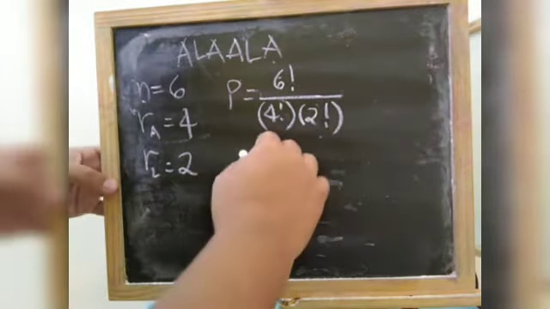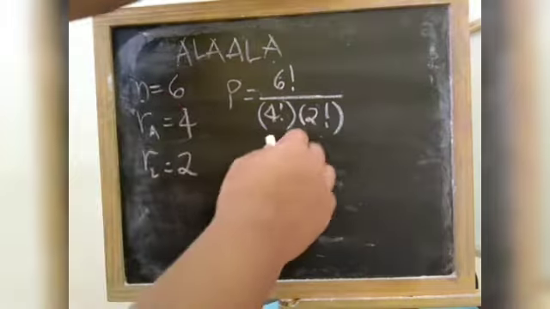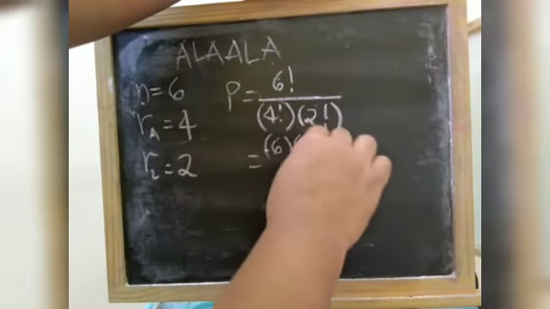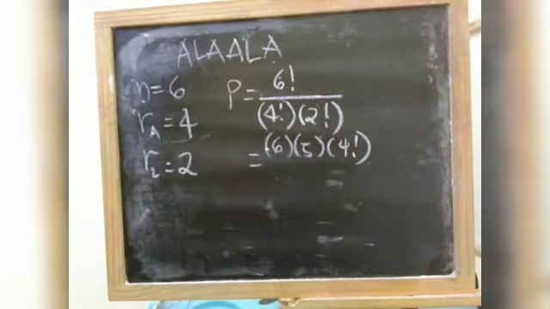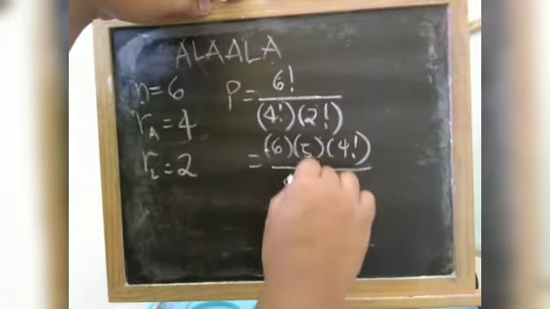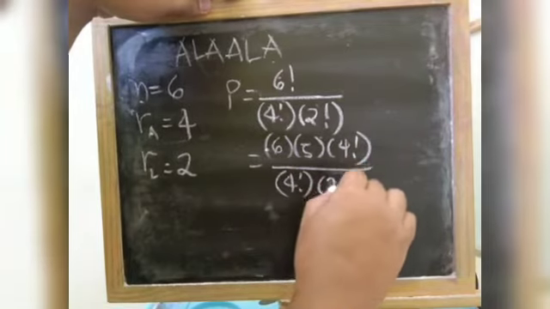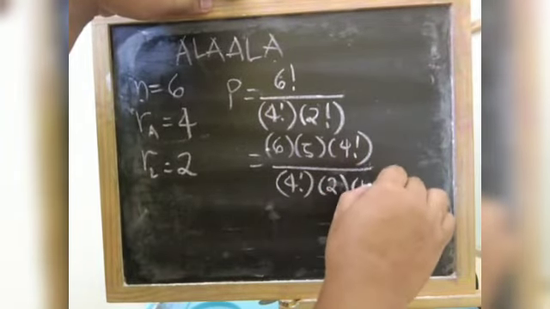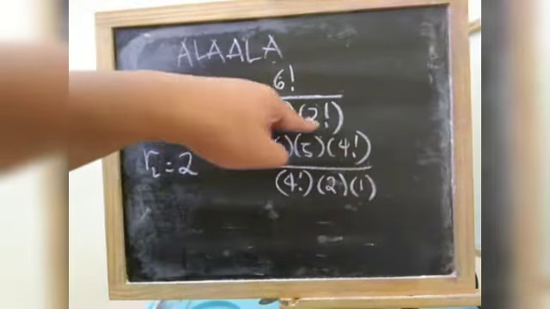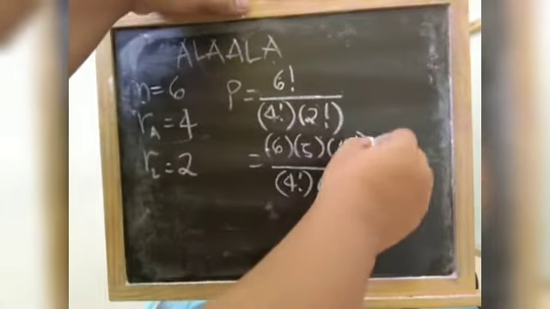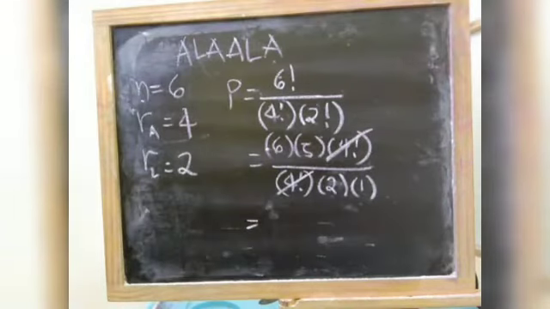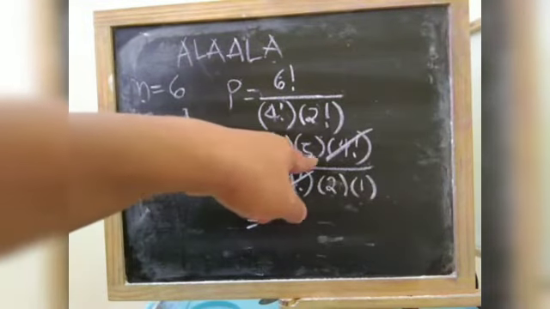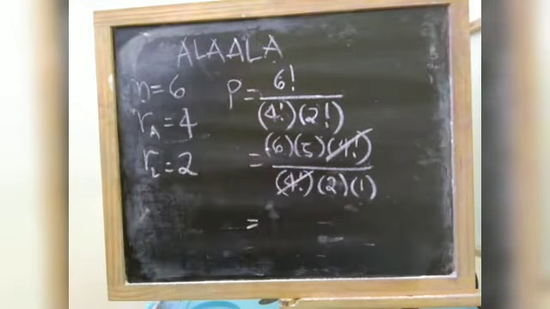Now, by writing this, pwede na gawin mo ito. So, 6 times 5 times 4 factorial, kasi tuloy-tuloy naman yan, 4, 3, 2, 1, all over 4 factorial times 2 times 1 na lang natin to. 4 factorial, 2 factorial, hiniwalay natin. So, pwede na makancel to. And then matitira na lang dito 6 times 5, 2 times 1 naman sa denominator.